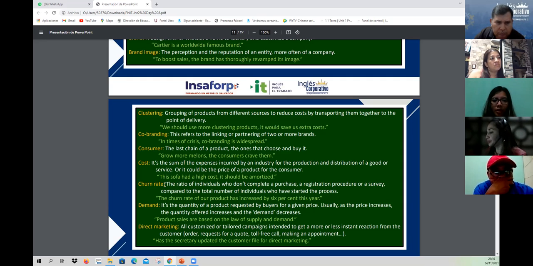Demand is the quantity of a product requested by buyers for a given price. Usually, as the price increases, the quantity offered increases and the demand decreases. Product sales are based on the law of supply and demand.